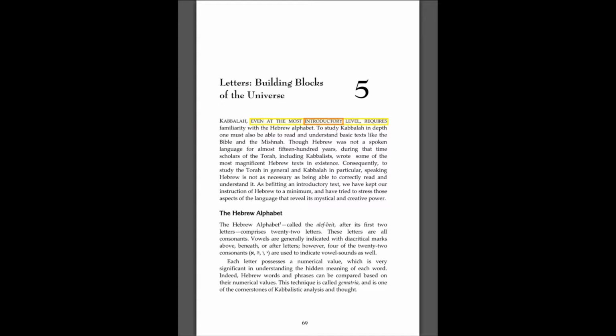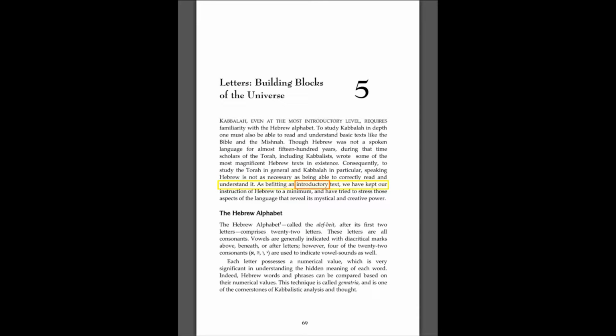Even at the most introductory level, Kabbalah requires familiarity with the Hebrew alphabet. To study Kabbalah in depth, one must also be able to read and understand basic texts like the Bible and the Mishnah. Though Hebrew was not a spoken language for almost 1500 years, Jews, including Kabbalists, wrote some of the most magnificent Hebrew texts in existence. Consequently, to study the Torah in general and Kabbalah in particular, speaking Hebrew is not as necessary as being able to correctly read and understand it.